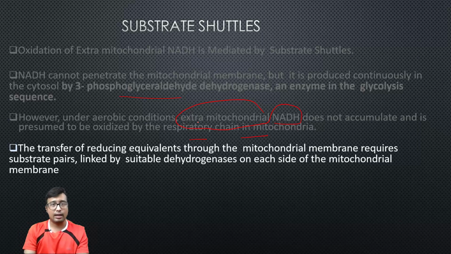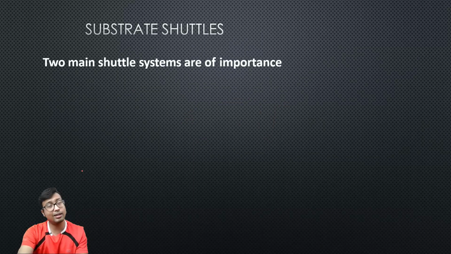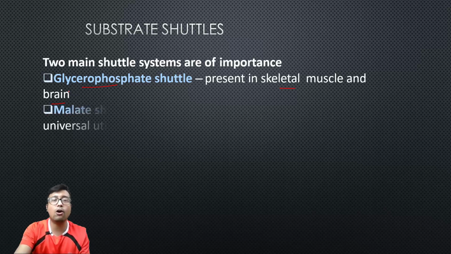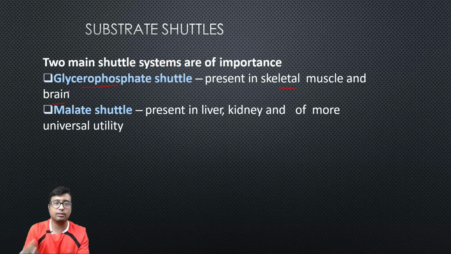These get in via paired shuttles that I will be telling you about right now. These reducing equivalents pass into the mitochondria under the influence of indirect shuttles. There are two mechanisms to be precise. Number one is the glycerophosphate shuttle, or glycerol phosphate shuttle. This is predominant in skeletal muscle and brain, the preferred method of shuttling NADH into the mitochondria there. In all other cells, universally, that is in liver, kidney and almost everywhere else, the malate shuttle is used.